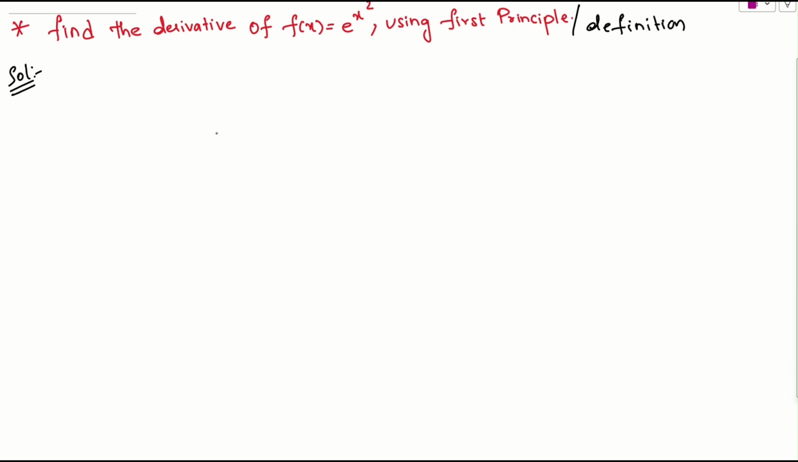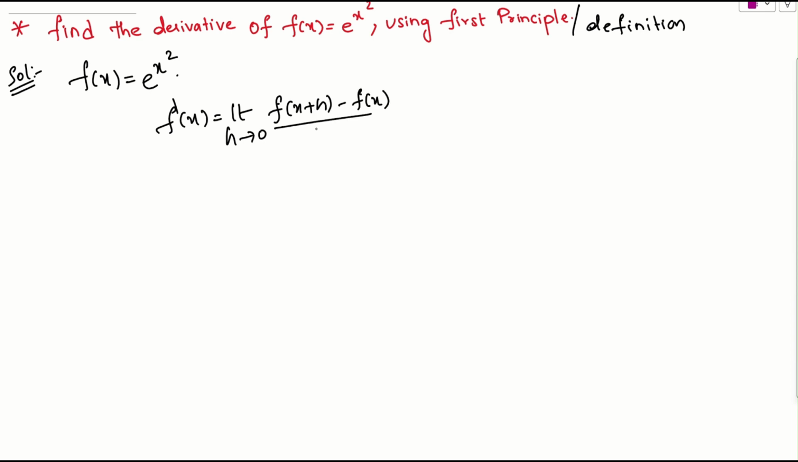Okay. So now let us consider what is this given f of x. What is f of x here? This is e power x square. Is it okay? So what we already know, what is f dash of x? We know that f dash of x value will be limit h tends to 0, f of x plus h minus f of x by h.